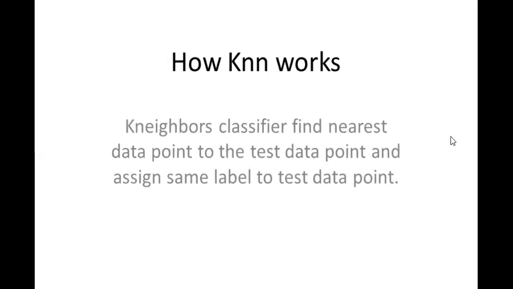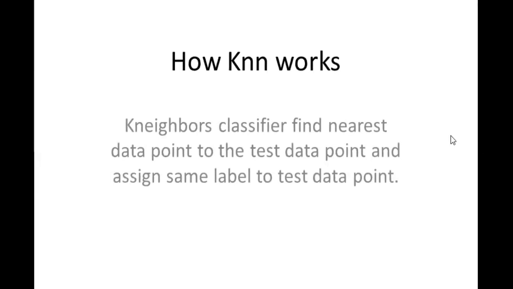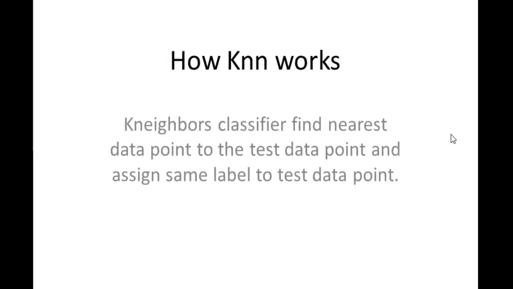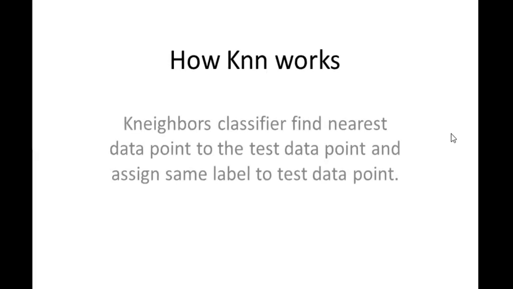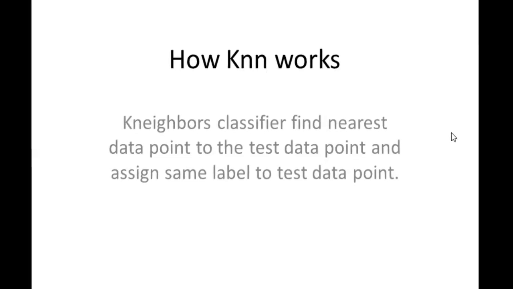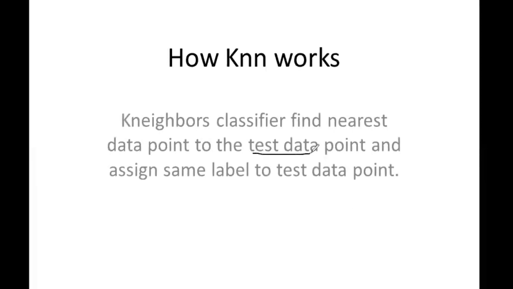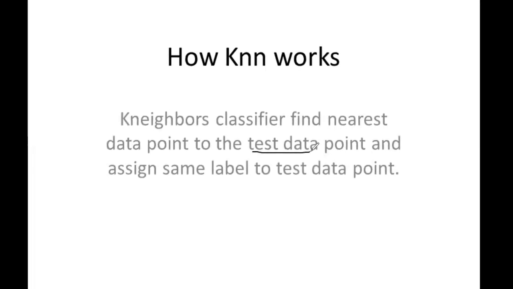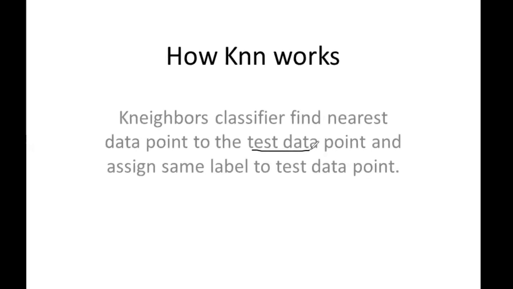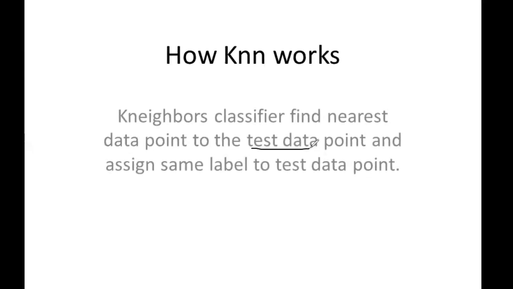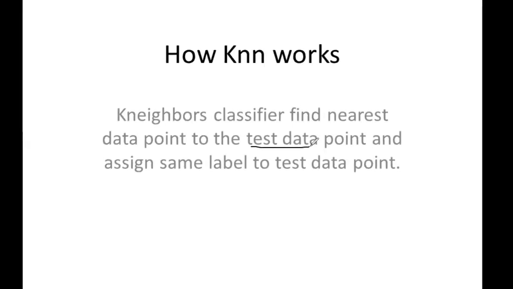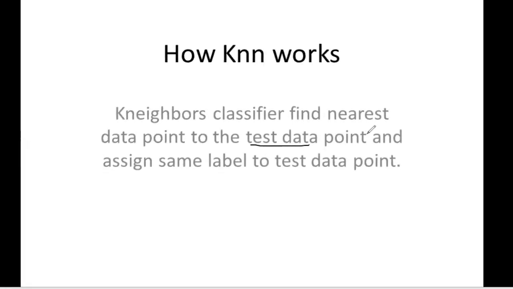Hi there. In this video, we are going to discuss how the k nearest neighbors classifier works. When we have trained our model and it's time to make some predictions, we provide a new data point, known as the test data point, to our model, so that our model will predict something from that test data point.